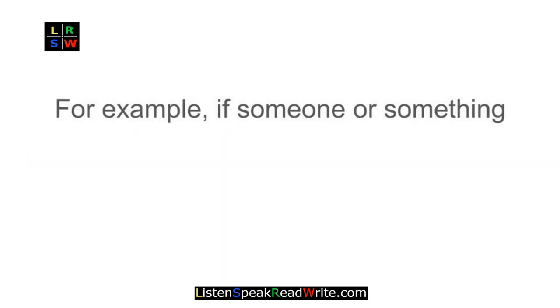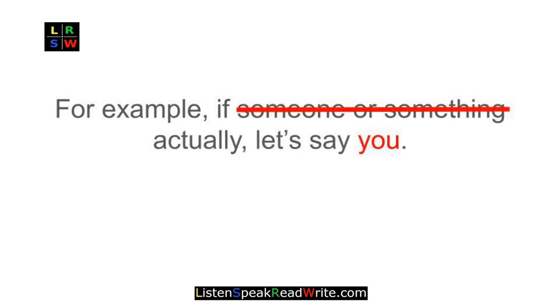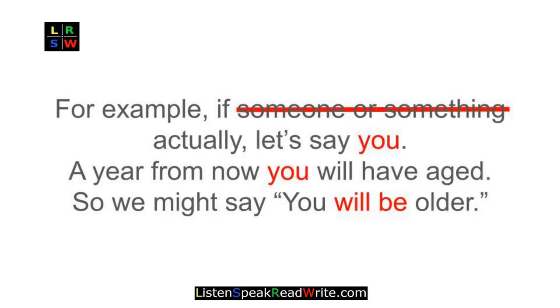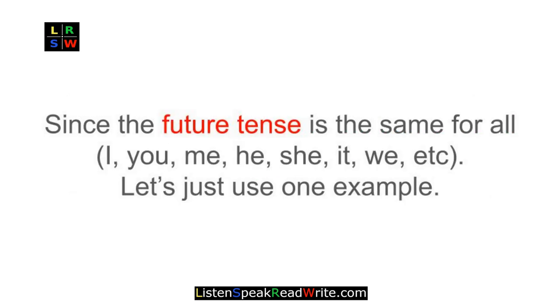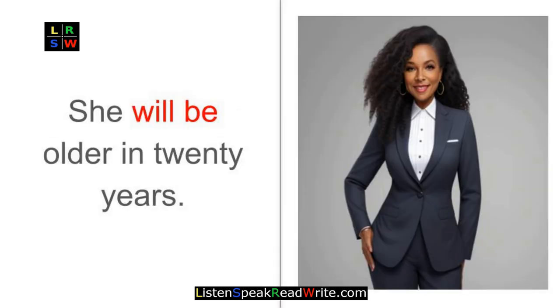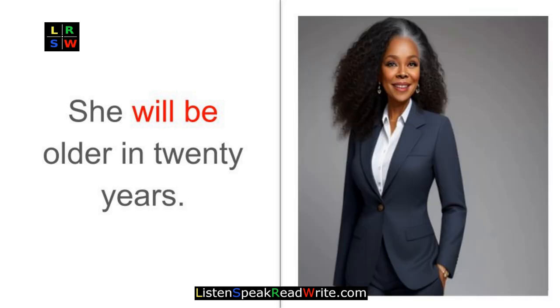For example, if someone or something, actually let's say you, a year from now you will have aged. So we might say you will be older. Since the future tense is the same for all, I, you, me, he, she, it, we, etc., let's just use one example. She will be older in 20 years.